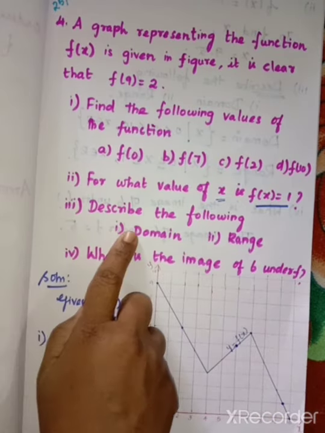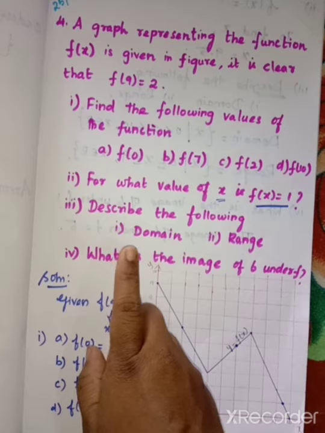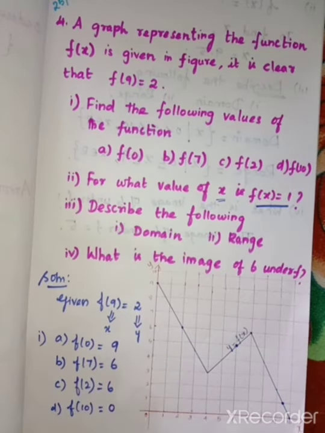Then the third one: when they say describe, that is set builder form. In domain and range we have to write in the set builder form.